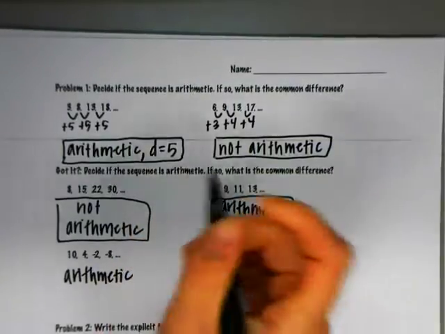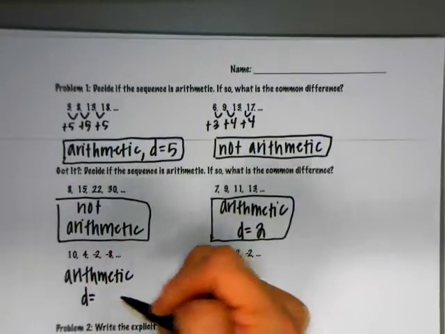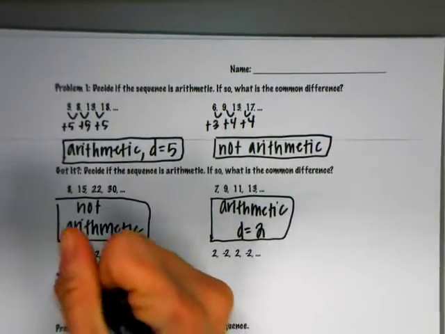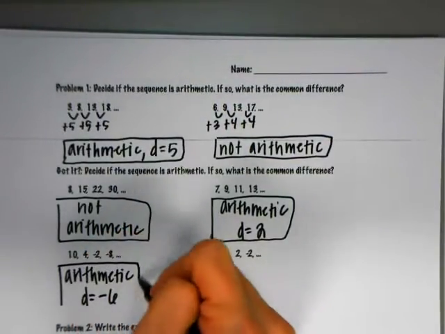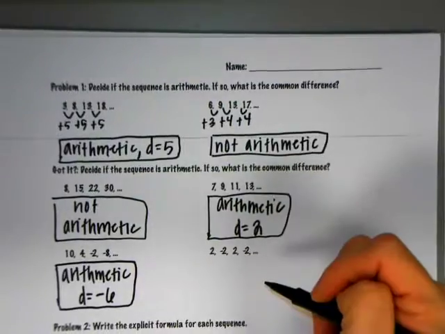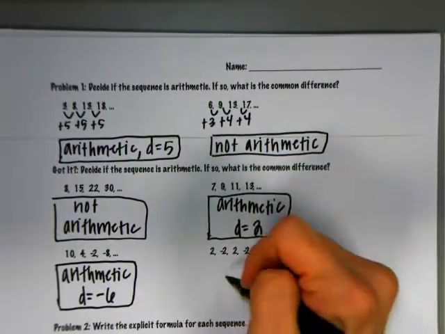Okay, someone get that. What's D equal? -6, yep. Can someone open the door, please? Thank you. And what about the last one? Yeah. -1.